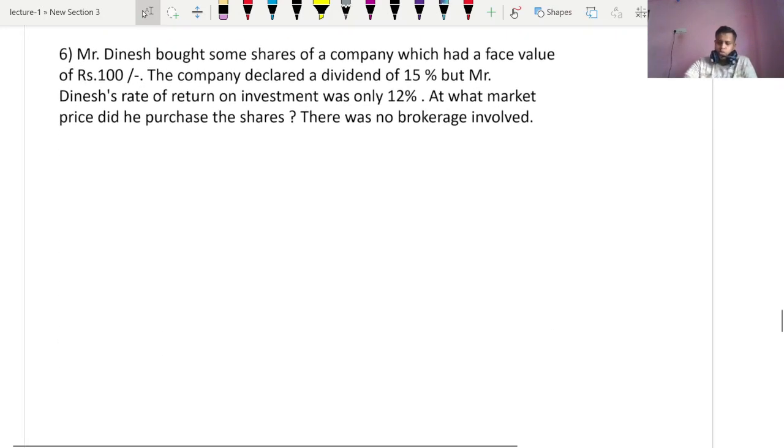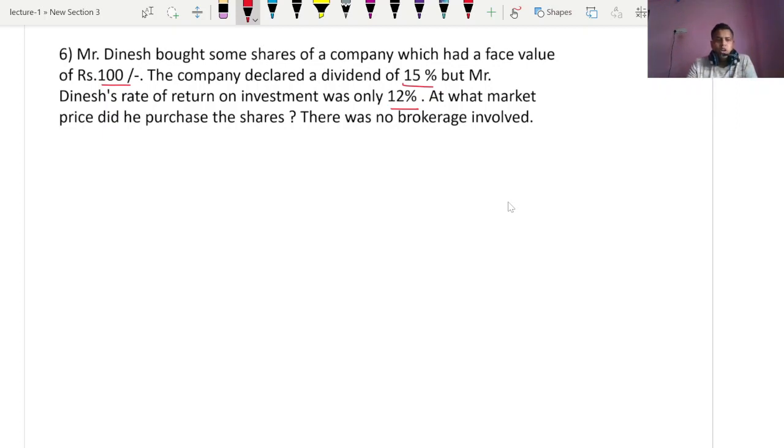So, the next question is: Mr. Dinesh bought some shares of a company which had a face value of rupees 100. The company declared a dividend of 15%, but Mr. Dinesh's rate of return on investment was only 12%. At what market price did he purchase the shares? There was no brokerage involved.